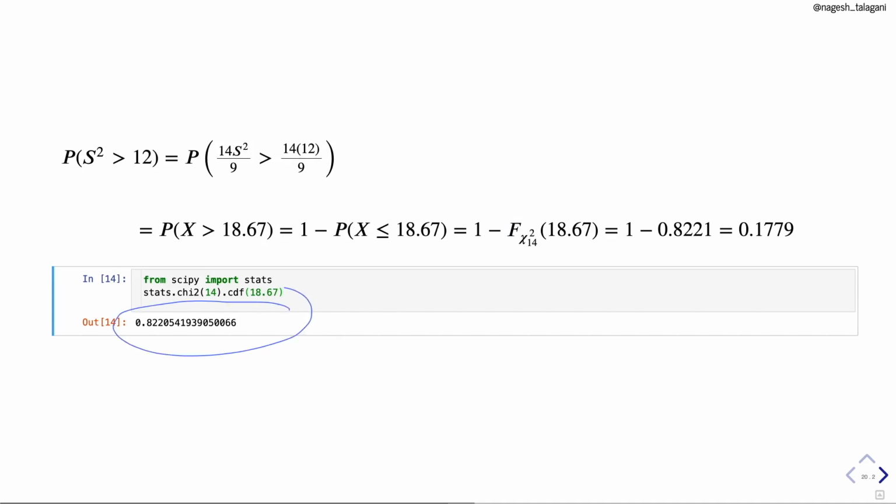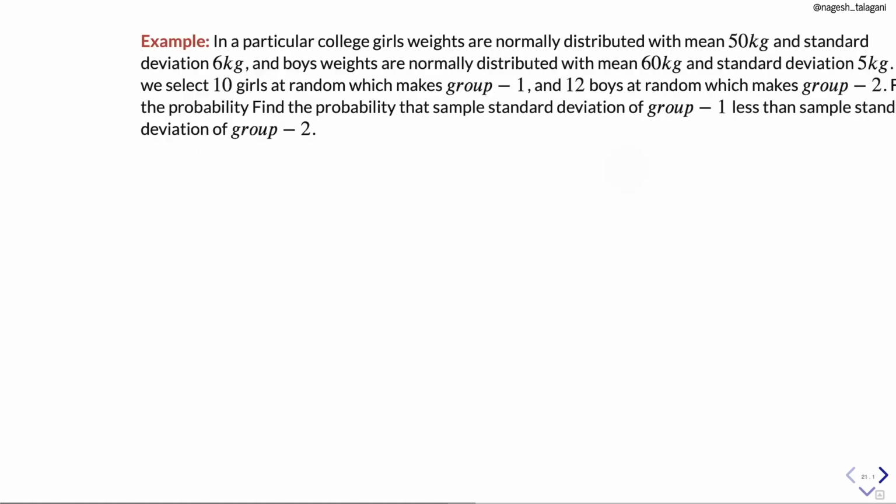So this is the CDF value of the chi-square distribution with 14 degrees of freedom at 18.67. Okay, fine. In this solution, we didn't use the given population mean.